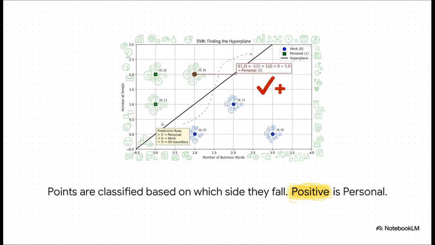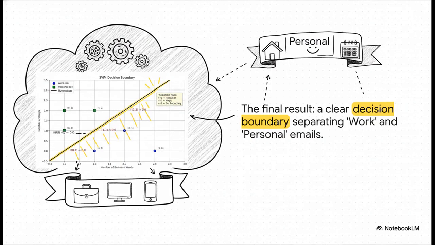So once the model has that equation locked in, classifying a new email is super easy. You just take the new email's features, like say it has one business word and two emojis, and you plug them into the formula. If the number that pops out is positive, maybe that's personal. If it's negative, then boom, it's a work email. Simple as that. And here you have it, the final result. The SVM has found its optimal hyperplane, and it's doing a beautiful job of separating our data. Everything on one side is work, everything on the other is personal. It's clean, it's clear, and it just works.